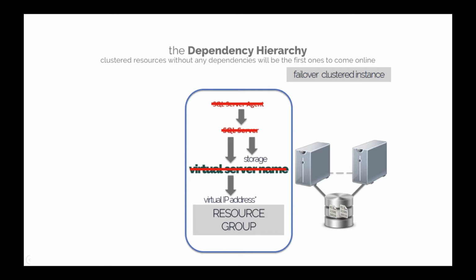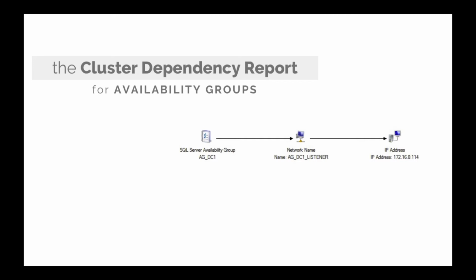After the virtual IP address comes online, the virtual server name will then come online. Next will be the SQL Server resource, and finally, the SQL Server agent. Now, in terms of the availability groups running on top of a Windows Server Failover cluster, this is how the cluster dependency report would look like.